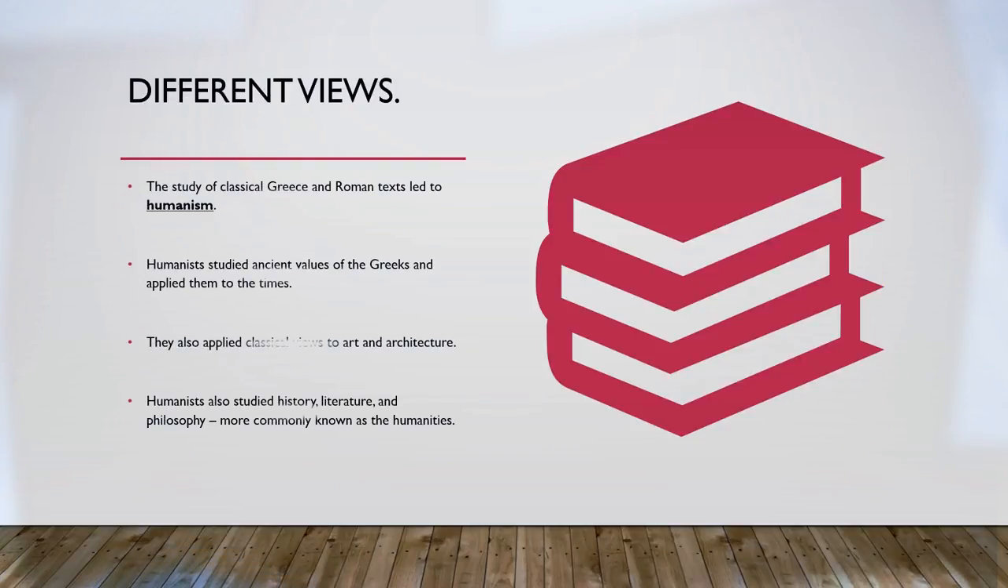Now, different views. The study of classical Greek and Roman texts led to something called humanism. Now, humanists studied ancient values of the Greeks and applied them to the modern times, European times, Renaissance times. And they also applied a lot of these classical views to the art and to architecture as well. Humanists also studied history, literature, and philosophy, and these will become known as the humanities. So again, humanism, kind of looking at the potential of people and applying that to the lives and culture of the Renaissance.